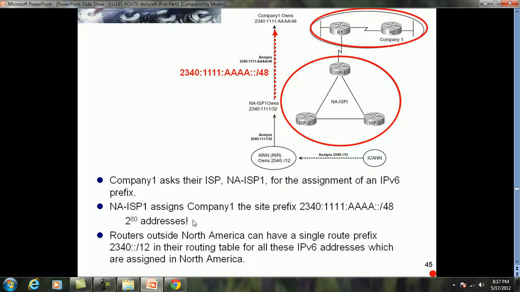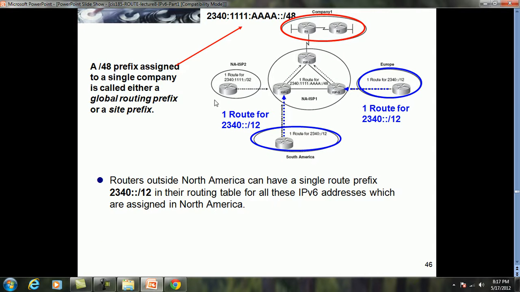Awesome work. Routers outside North America can have a single route prefix which points to everyone over here, correct? When it goes outside America, in the routing table, all these IPv6 addresses which are assigned in North America are covered. So this is how it goes. Any ISP to South America, the main ICANN which is given, then Europe, then ISP1.